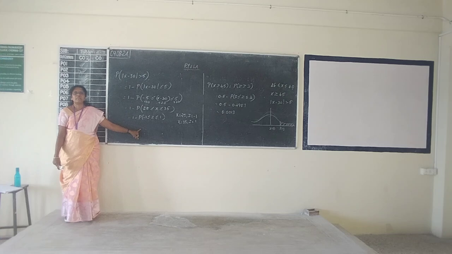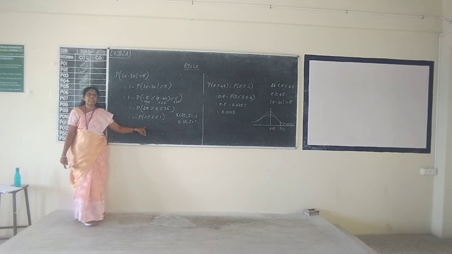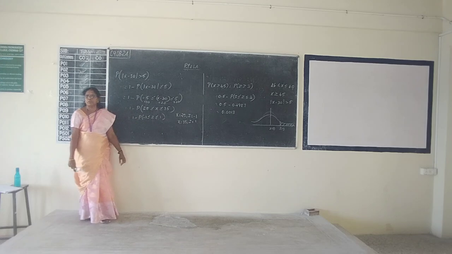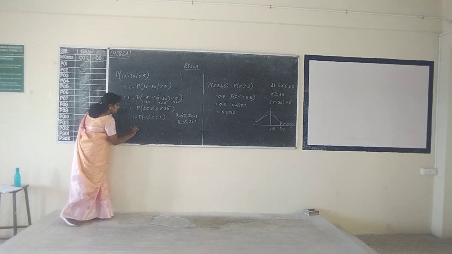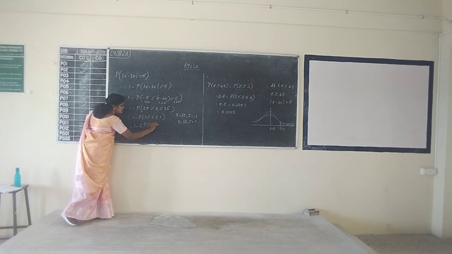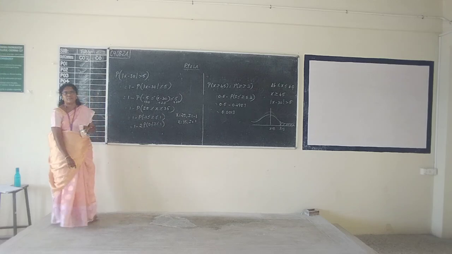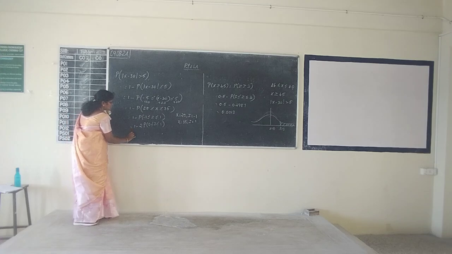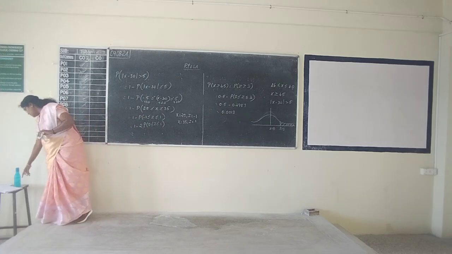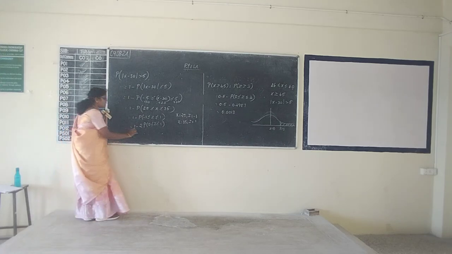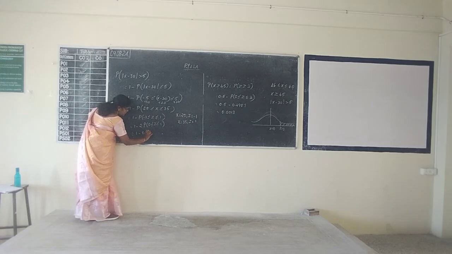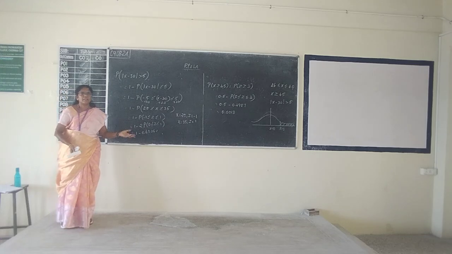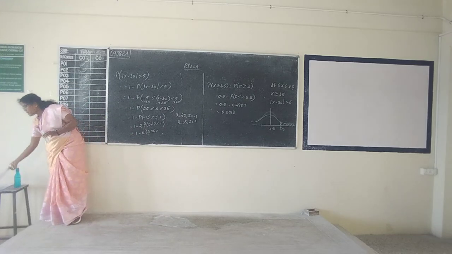2 times the area from 0 to 1, because it is minus a less than or equal to z less than or equal to a. So what is the formula? 2 times the area from 0 to a. So this can be written as 1 minus. Write the final answer. 0.31.